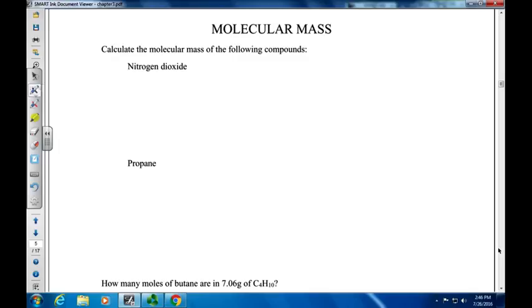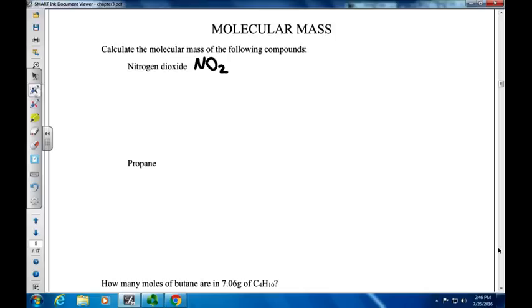Knowing how to determine the chemical formula of these compounds is very important. This one's relatively easy. There's nitrogen, and then dioxide means two oxygens. So the formula is NO2.